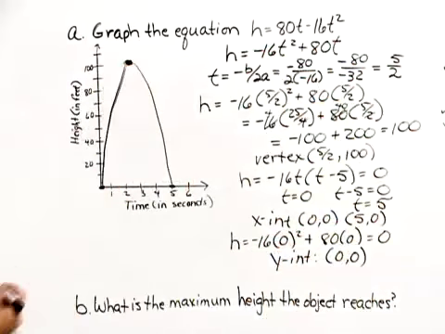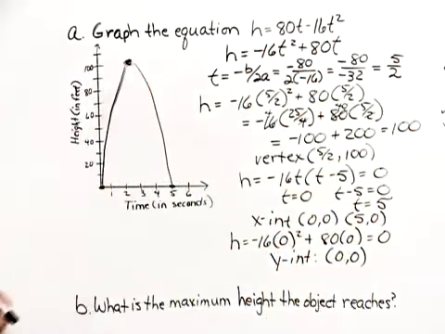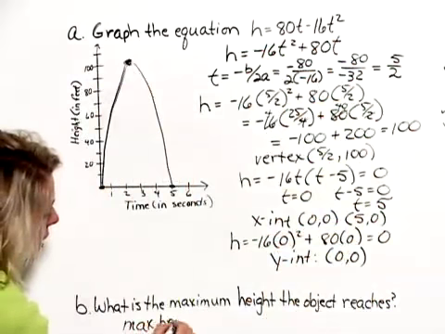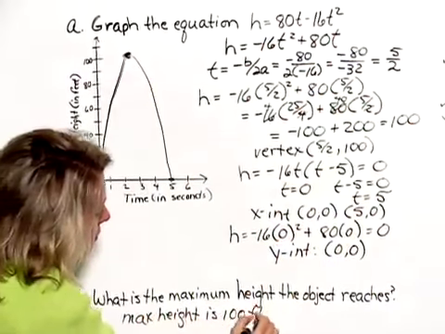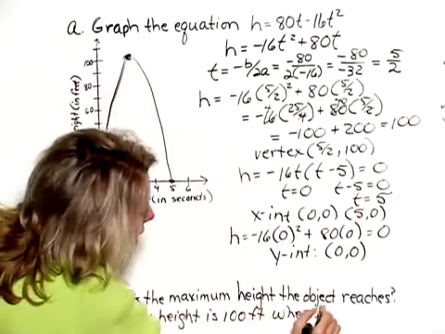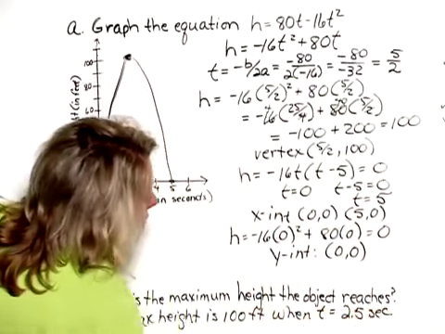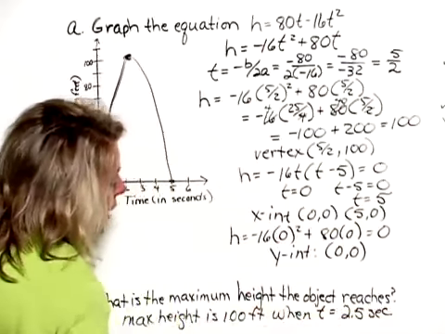plus 80t. Now for part B, what is the maximum height the object reaches? If you'll look back at the graph, our vertex is the maximum height. So our max height is 100 feet. And that's when t is equal to 2.5 seconds. That is the coordinates 2.5, 100 of our vertex.